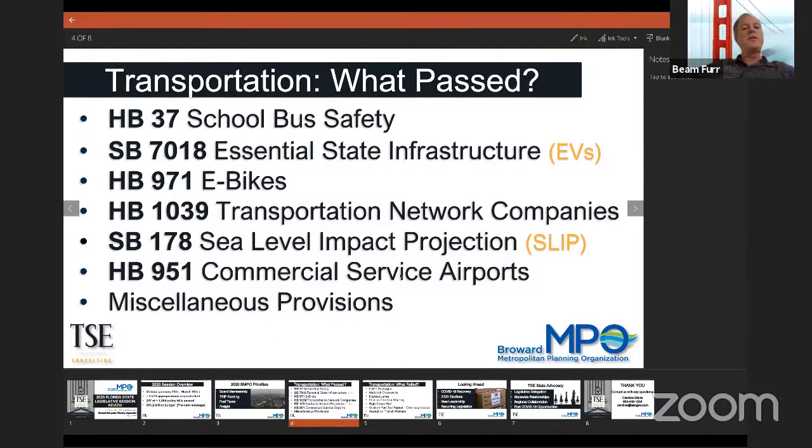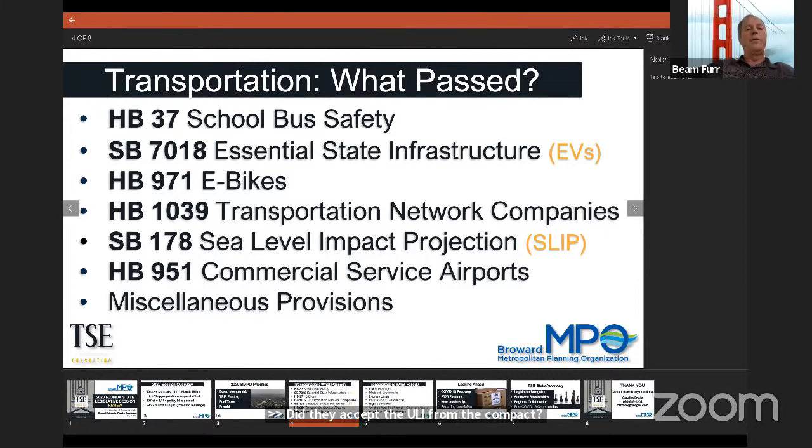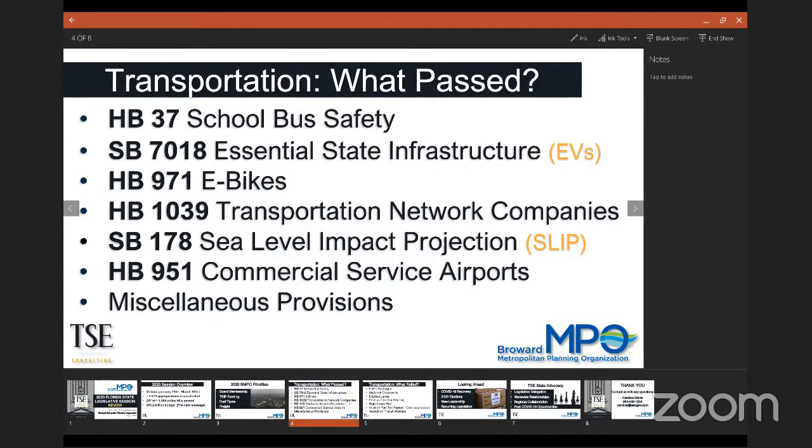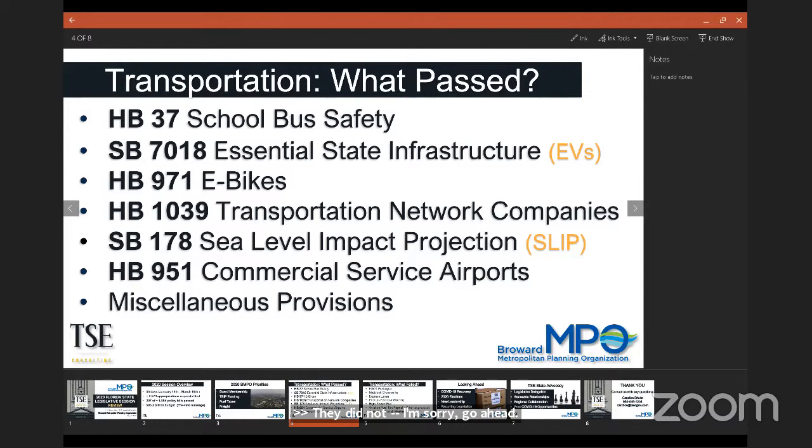Hey, Lauren, can I ask you something real quick? Absolutely. On the sea level impact projection, did they accept our ULI from the compact down here? Did they accept the unified sea level projection from the Southeast Florida Compact? That would have determined what the projection was. They did not go into all of that in the actual legislation. Instead, a lot of it was left up to rulemaking.